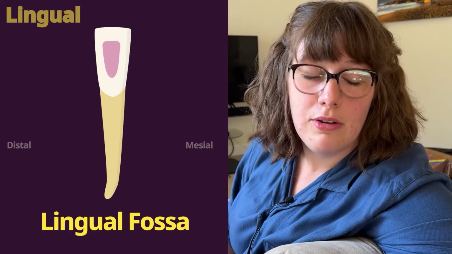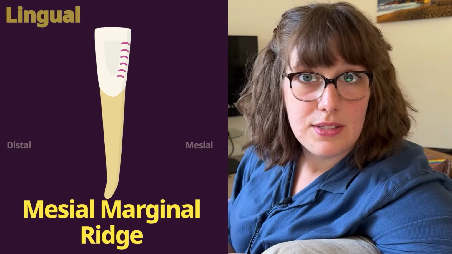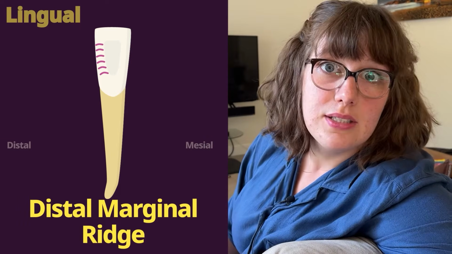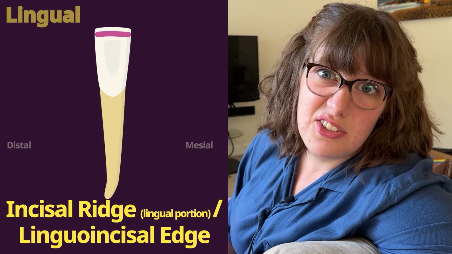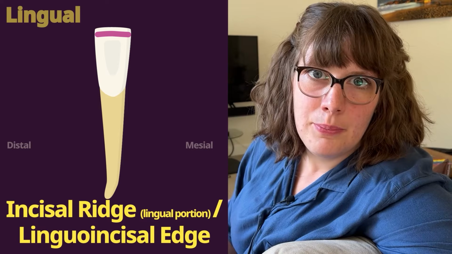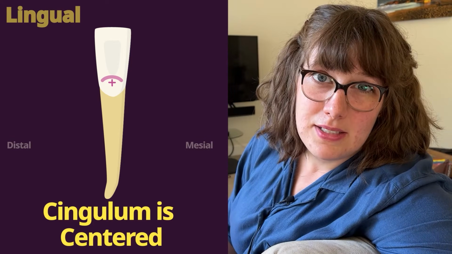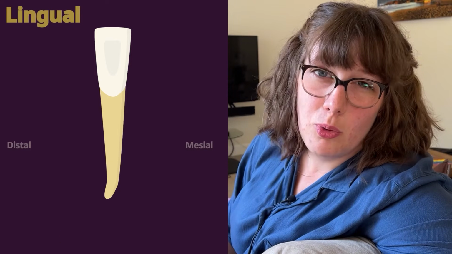This lingual fossa, though weak, is still bordered by the same 4 things: a weak mesial marginal ridge to the mesial, a weak distal marginal ridge to the distal, the lingual portion of the incisal ridge or the lingual-incisal edge towards the incisal, and a weak cingulum towards the cervical. The cingulum of the mandibular central incisor is centered in the crown. There aren't going to be any developmental lines or grooves to this tooth.